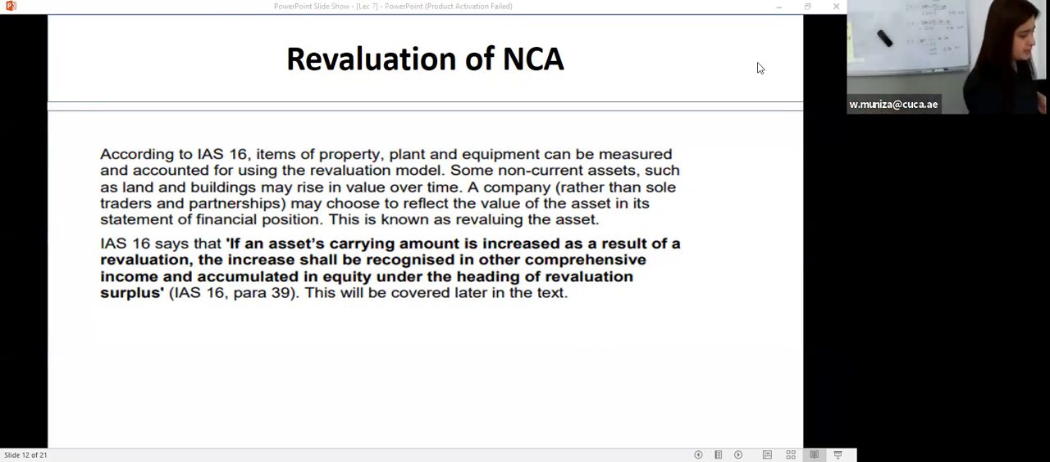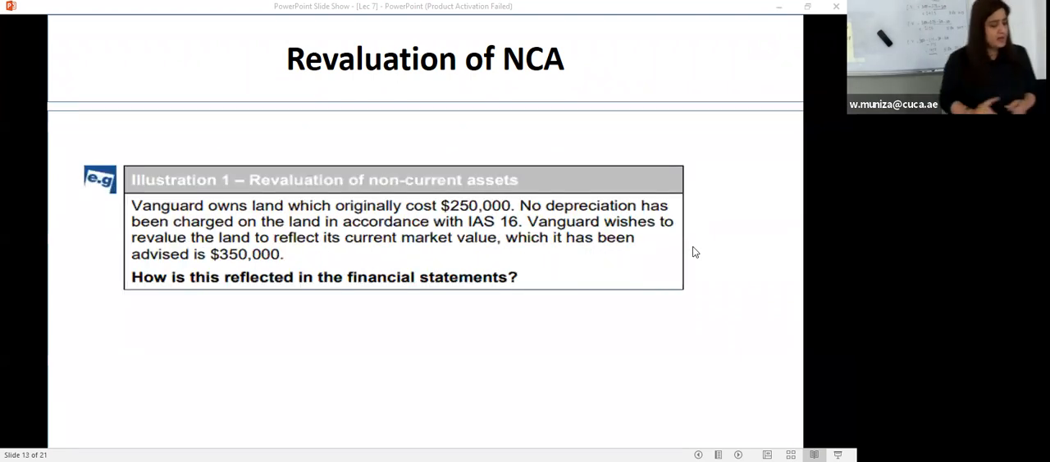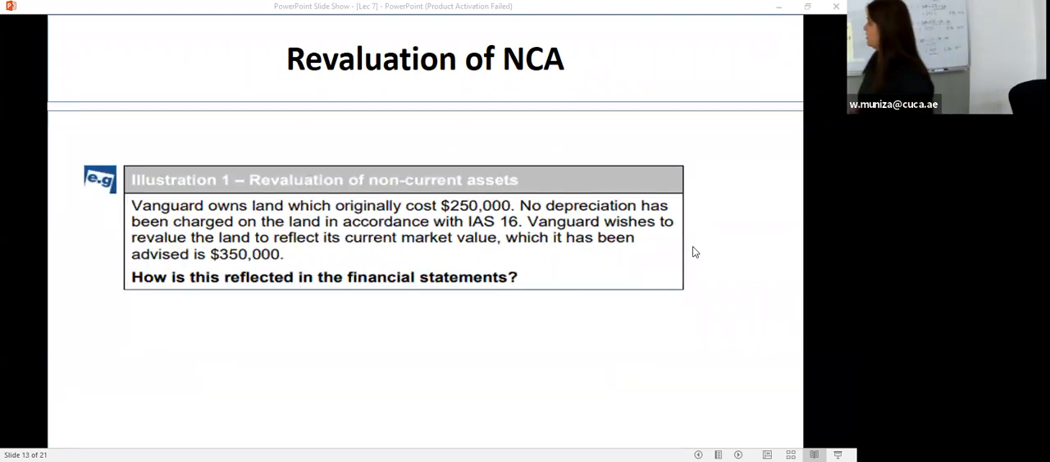Students, are you clear up to here? Now here is illustration number 1. How is this reflected in the financial statements? God owns land which originally cost 250,000. What is the original cost of the land? 250,000. No depreciation has been charged on the land in accordance with IAS 16.